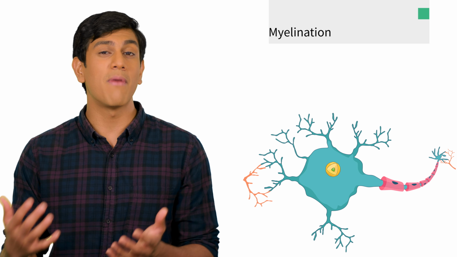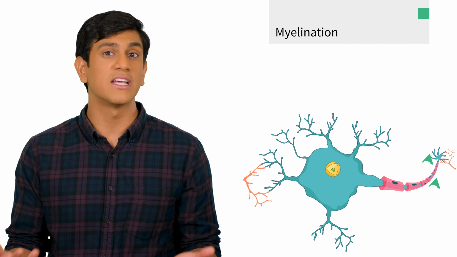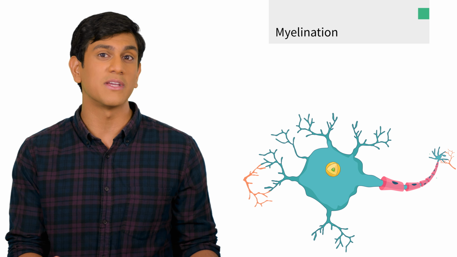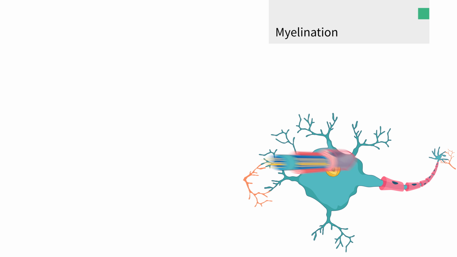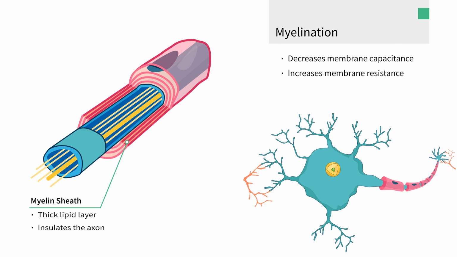Membrane resistance, membrane capacitance, and cytosolic resistance will, of course, continue to determine conduction speed. Luckily though, we have a really neat trick that drastically decreases membrane capacitance and increases membrane resistance: wrapping the axon in a thick lipid layer, or myelination. Essentially, this means insulating large portions of the axon.